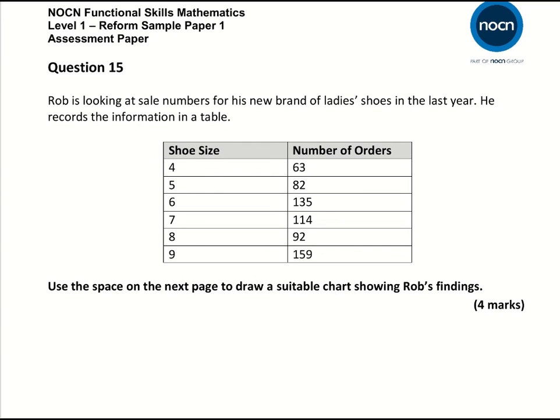Okay, so for this question what we need to do is simply plot this data here. Now what I think makes sense is to do a bar chart. So shoe size will be along the bottom, and up the side we'll have number of orders. Now we just need to think about what our maximum value is. So it goes up to 159. So we just need to make sure that we go up to at least 159 of course. So maybe 160, maybe 200.